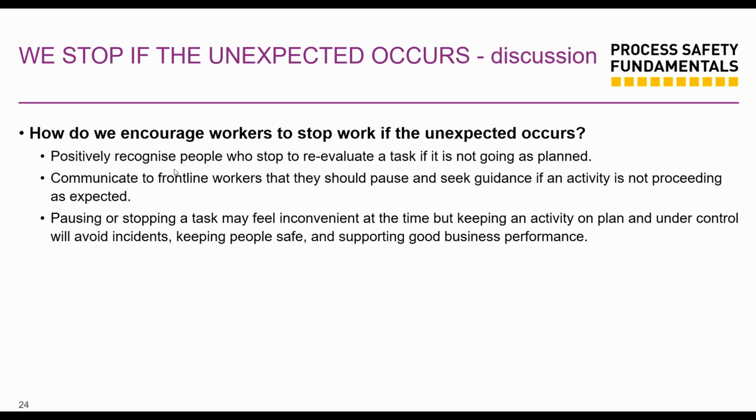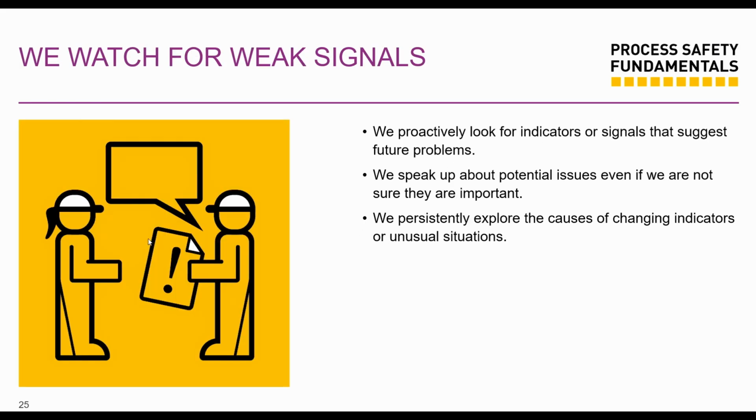And so, people are supposed to reevaluate a task if it's not going as planned. That's normal. Stop and reevaluate. Communicate to frontline workers. Management needs to let frontline workers know that they can pause and seek guidance if an activity is not going as planned. Pausing or stopping a task may feel inconvenient at the time, but remember that if you keep on going with that activity and stuff gets out of control, you could have an incident. So you're supposed to keep people safe, and you're also saving your employers a lot of money.